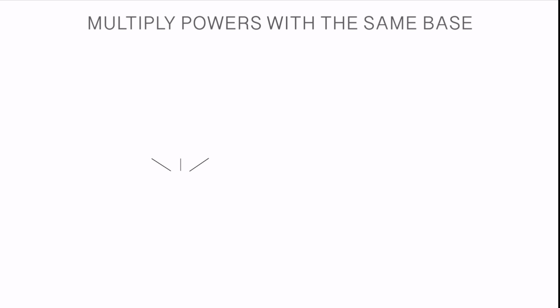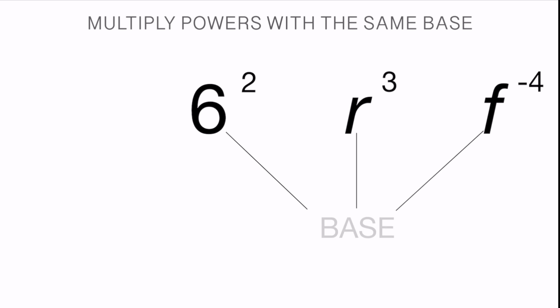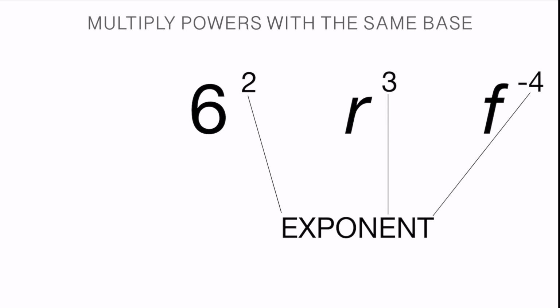What if we need to multiply powers with the same base? There is a rule that we can use anytime we have this need, but first let's make sure we understand the components of powers. The number or letter to the bottom left is called the base, and the number or letter on the top right is called the exponent.